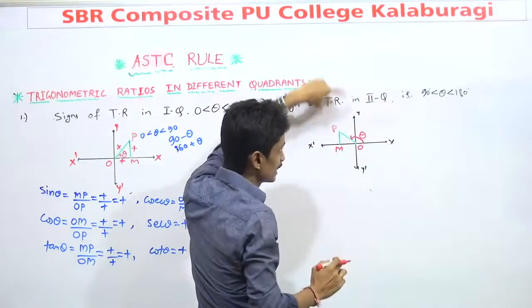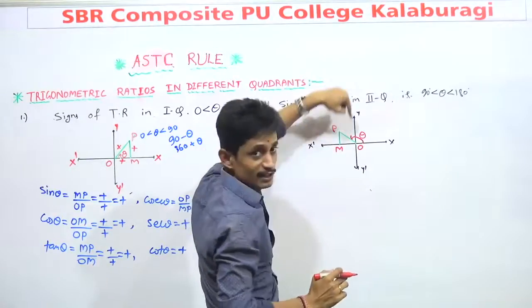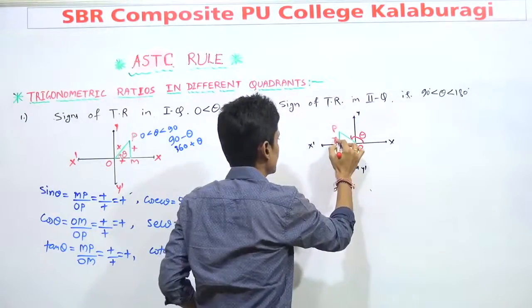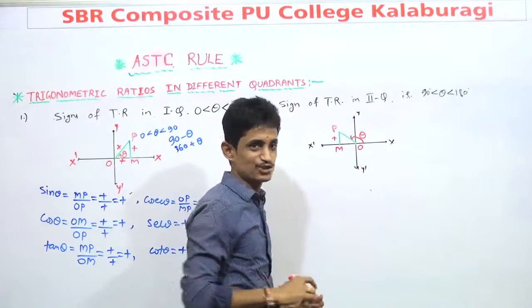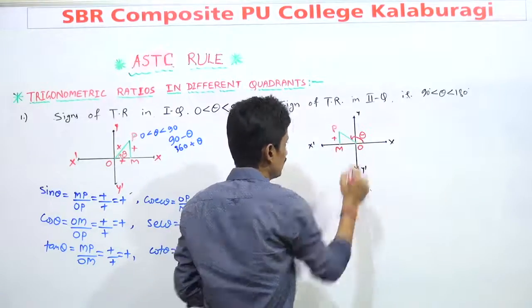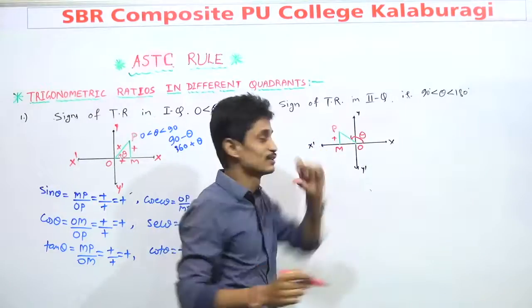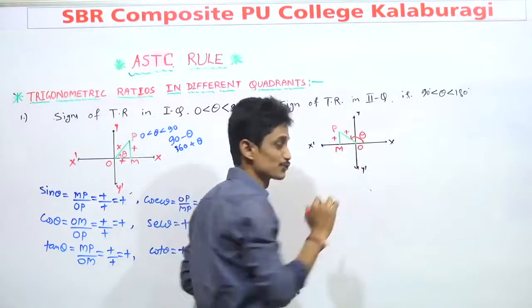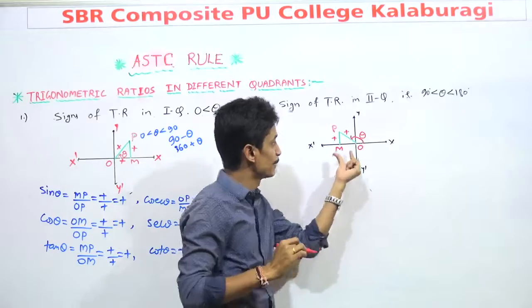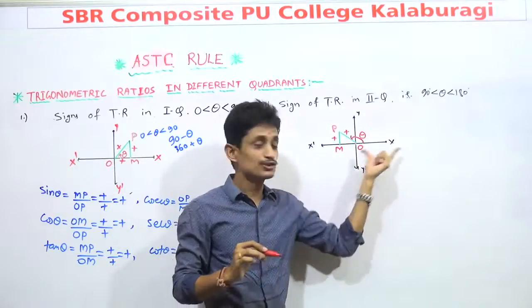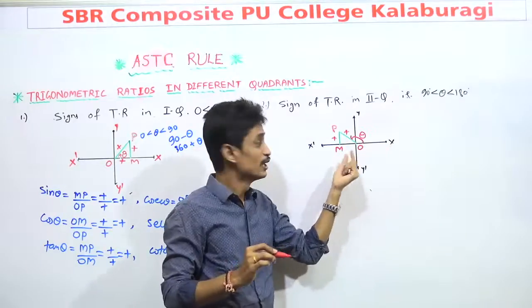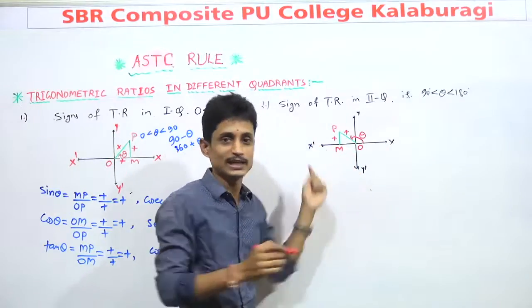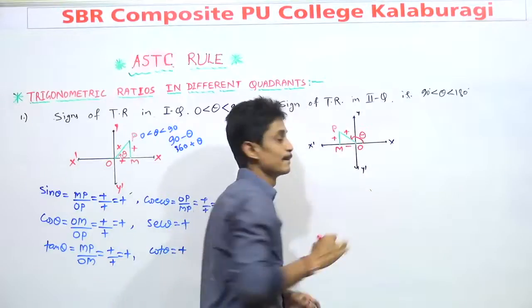MP is moving along this vertical line above the x-axis, so it will take a positive direction. OP is the distance from the origin to the point. This is a fixed distance, so it is always a positive quantity. OM is opposite to the positive x-axis, so it will be negative. It is moving along the negative direction, so we write a minus sign here.